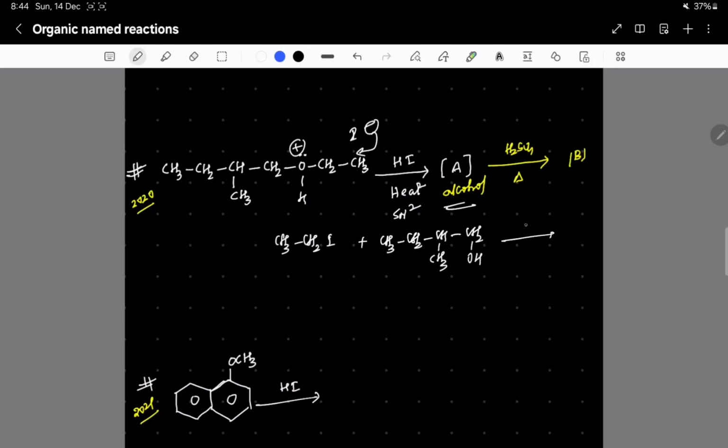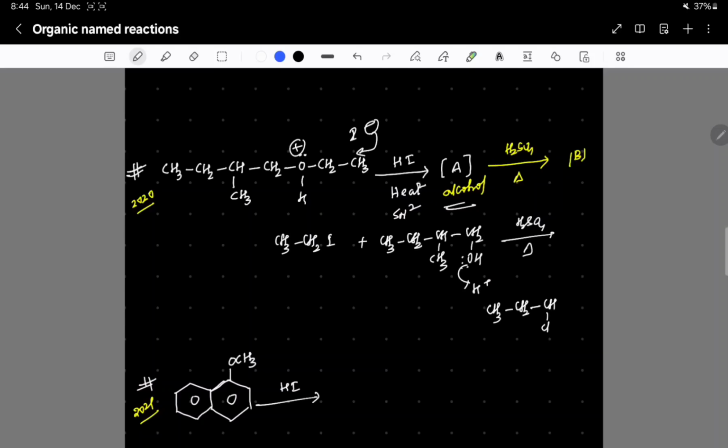Now this is undergoing a dehydration process, students. If it is undergoing dehydration, we have two possibilities. H plus will come. Oxygen lone pairs are present, so protonation of oxygen occurs, students. So we will get the possible product.